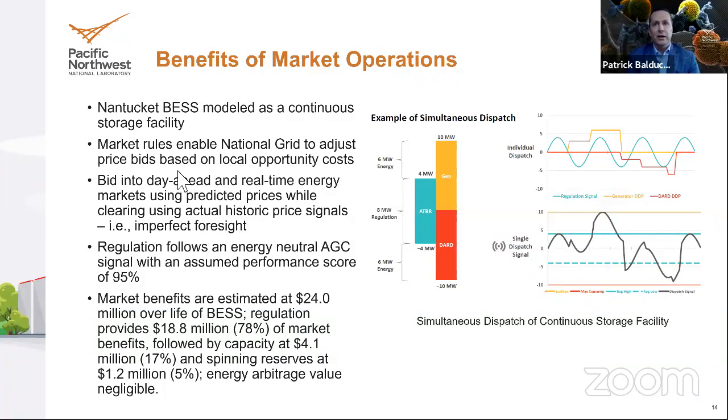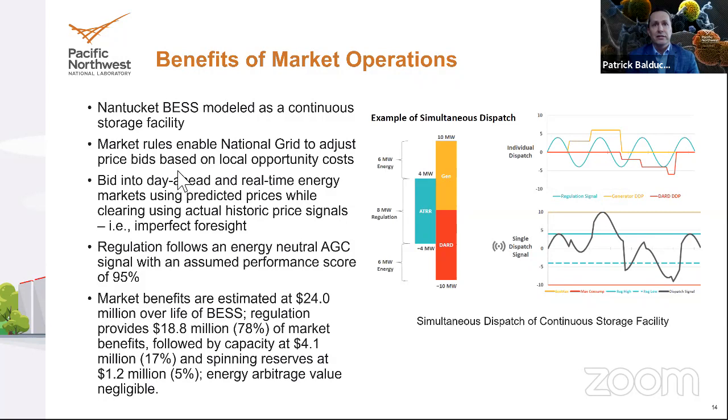Benefits of market operations, we can see the continuous storage facility system, which is an asset class which has now been defined in ISO New England. So this is a partial response to FERC Order 841. And so what it effectively does is allow you to answer the question of, is energy storage a generator? Is it a demand side resource? Is it a regulating resource? And the answer in New England now is yes to all three questions.